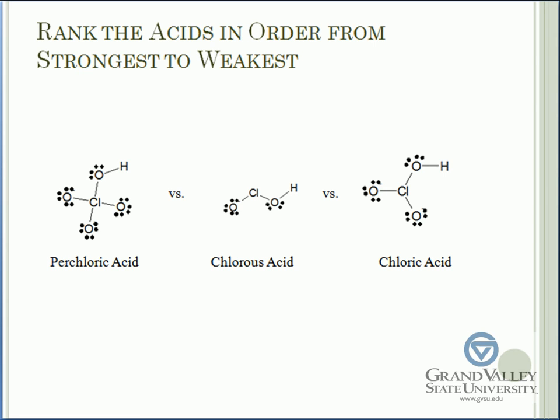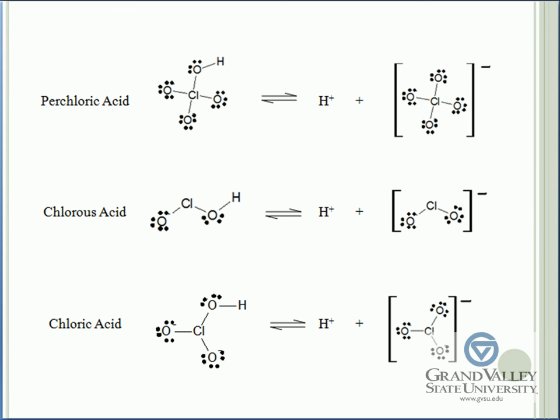Hello again. Let's go over the answers to this question. We'll begin by finding the conjugate base of each molecule. Our three molecules in this question are perchloric acid, chlorous acid, and chloric acid, respectively above. We'll begin by drawing the conjugate bases for each of these acids. In order to find which of these three acids is the strongest acid, we will look at the inductive effect in each of the molecules.